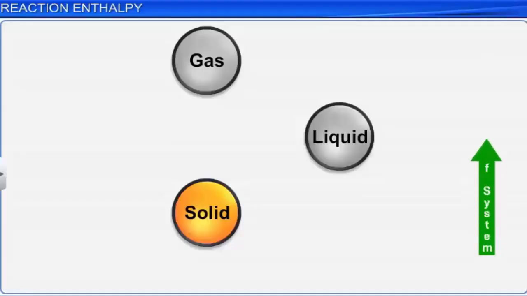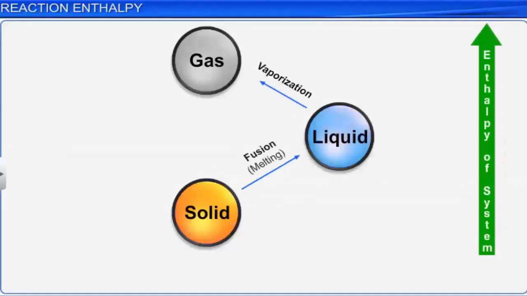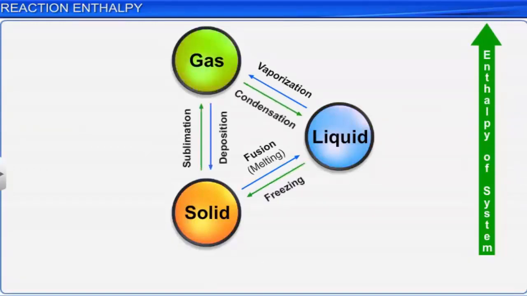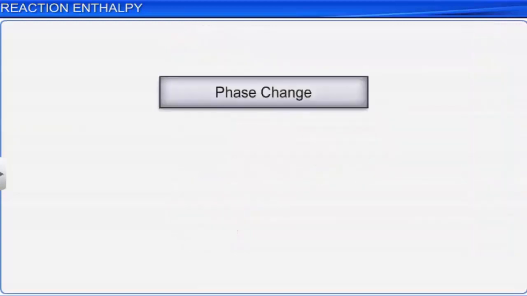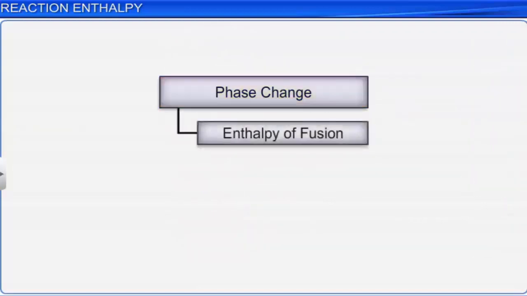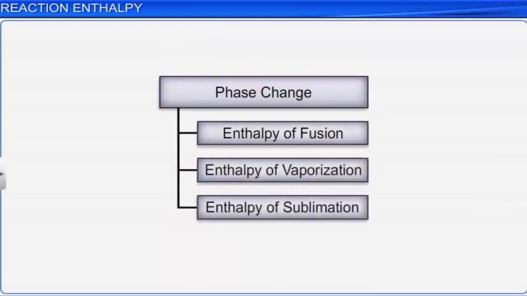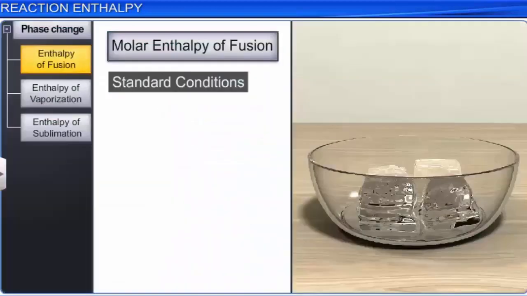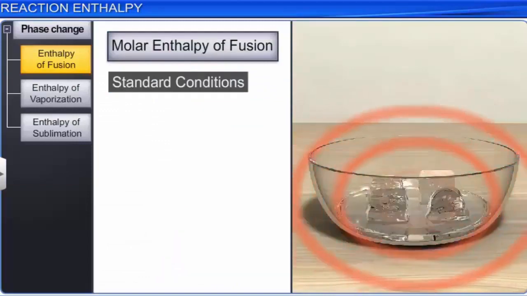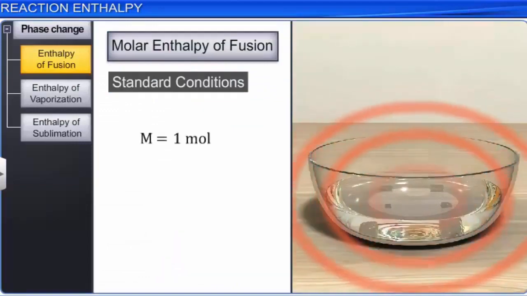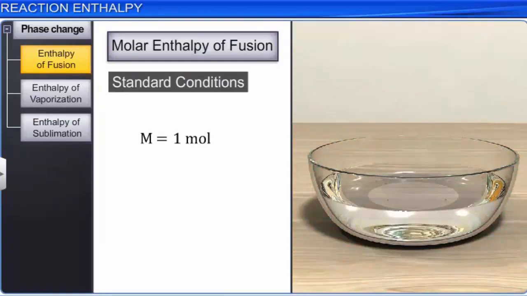The process by which matter is converted from one state into another is known as phase change or phase transition. The enthalpy or heat changes accompanying these phase changes are enthalpy of fusion, enthalpy of vaporization, and enthalpy of sublimation. Let's look at each type in detail. Standard enthalpy of fusion is the enthalpy change accompanying the melting of 1 mole of a solid substance in standard state into its liquid state.